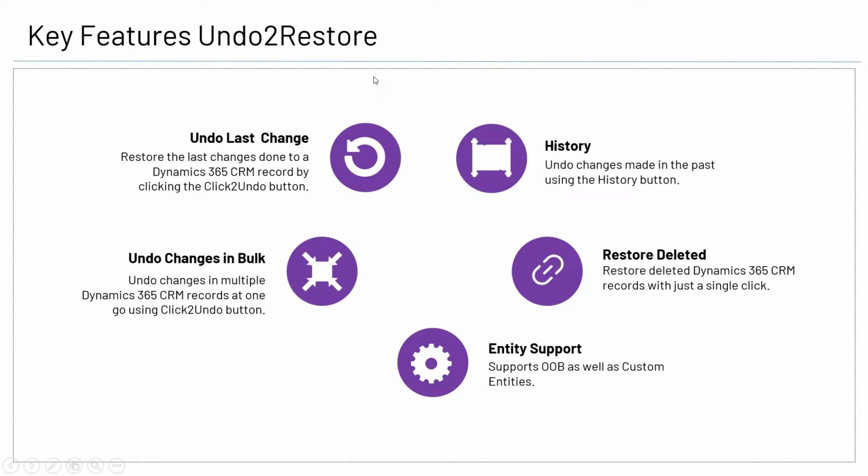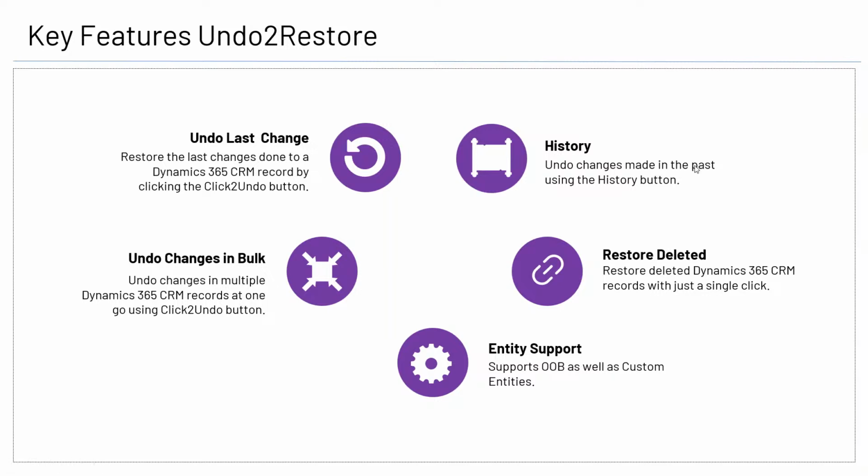PowerPoint presentation. The last but not the least, Undo to Restore. During the introduction itself, I had mentioned "to err is human." Any place where there will be human interaction, human interference, the chances of human error increase. With Undo to Restore, we can actually restore the last changes done to a Dynamics 365 CRM record by just simply clicking a button.